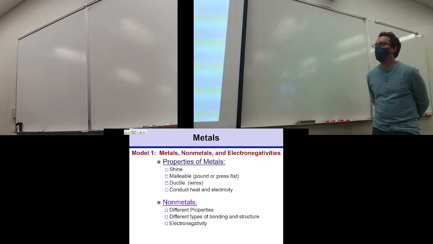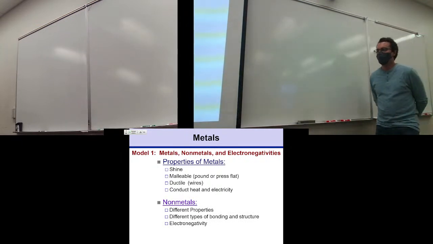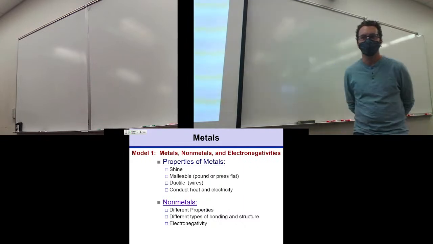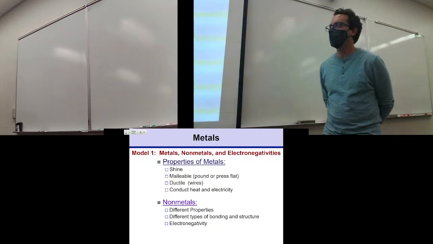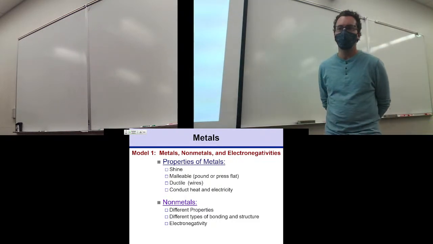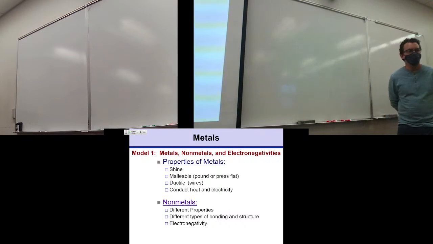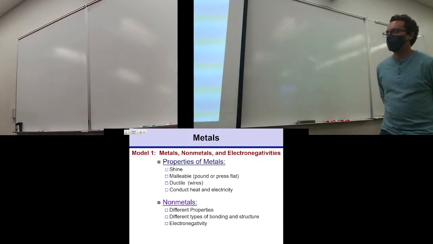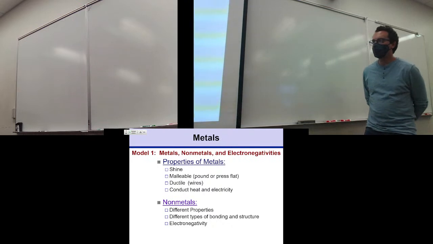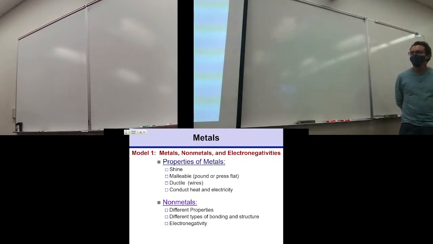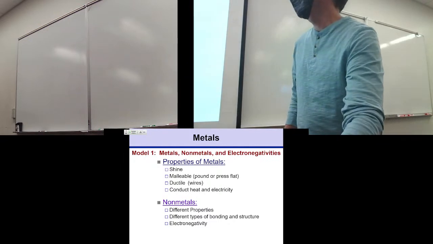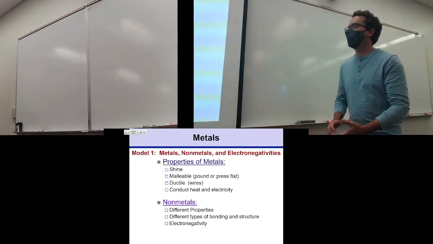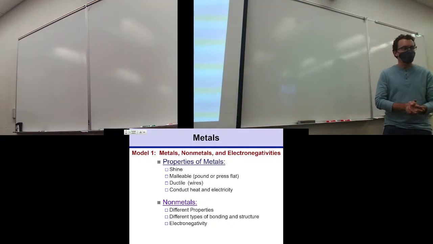By contrast, nonmetals actually have very indistinct properties. They're kind of all over the place. Sulfur is like this yellowish, crumbly substance. Oxygen's an invisible gas. Bromine is this brownish liquid. They've got lots of different properties, lots of different types of bonding and structure. They're mostly molecular. Anyway, what makes them very different from metals is their electronegativities.